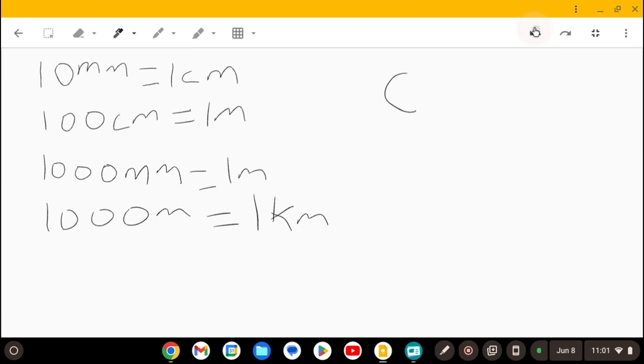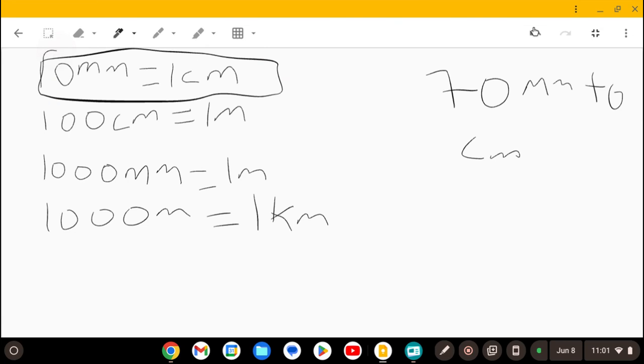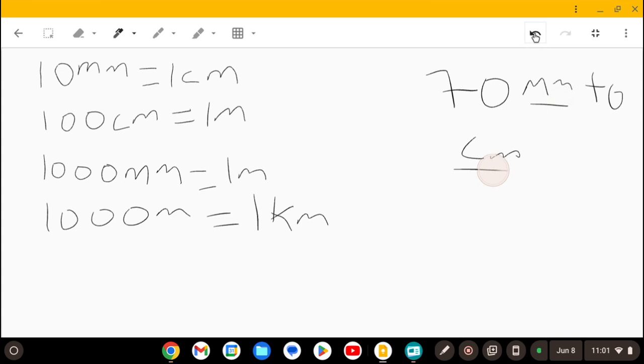Now let us try and convert 70 millimeters to centimeters. So we know that 10 millimeters make a centimeter, so we'll either multiply or divide by 10. We're going from millimeters to centimeters. Millimeters are smaller than centimeters, as it takes 10 of them to make a bigger unit, which is a centimeter. So being that we're going from a small unit to a larger unit, we're going to divide.